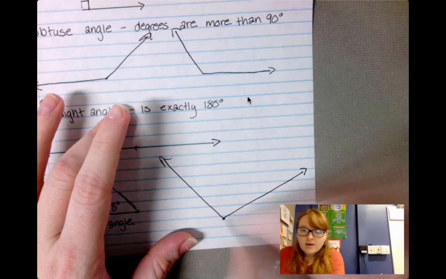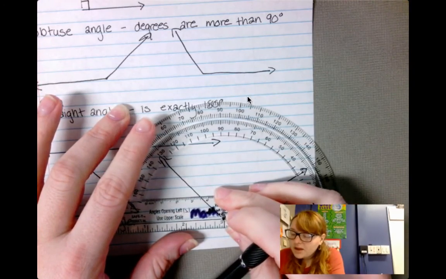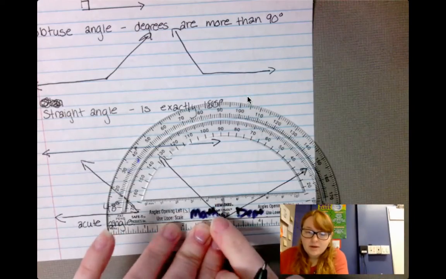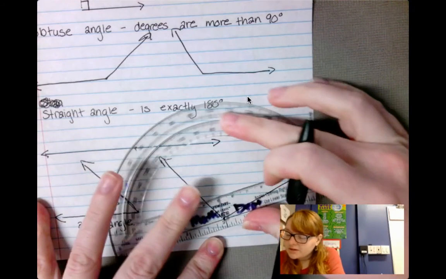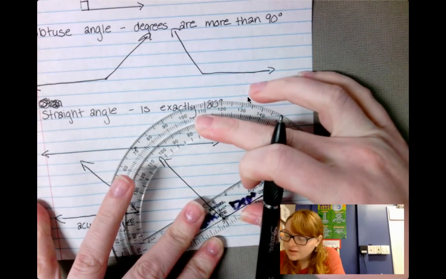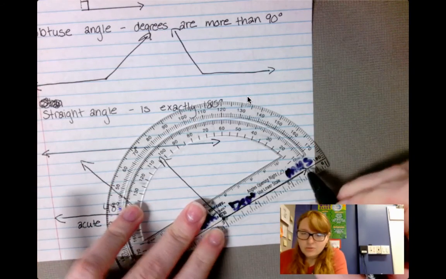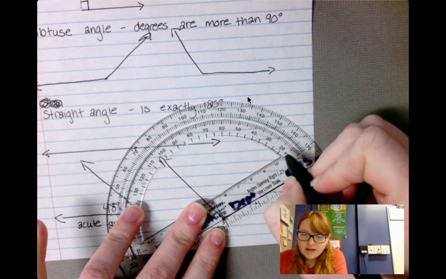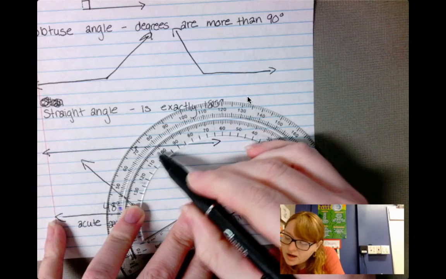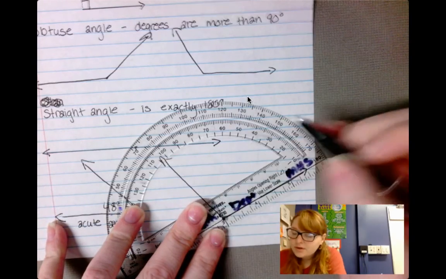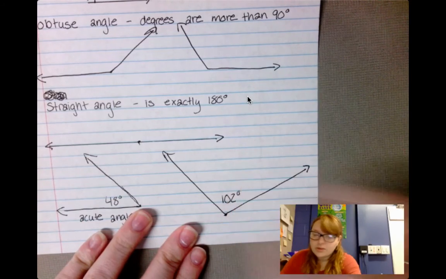Okay, first thing, let's put the vertex in the hole. And next we have to line up one of our rays onto this bottom line. So I'm going to rotate the protractor like this. So our bottom ray is now on the line. Since it is on the right, we are going to use the inner ring to count it. And this lands around 102. So I'm going to say that this is 102 degrees.